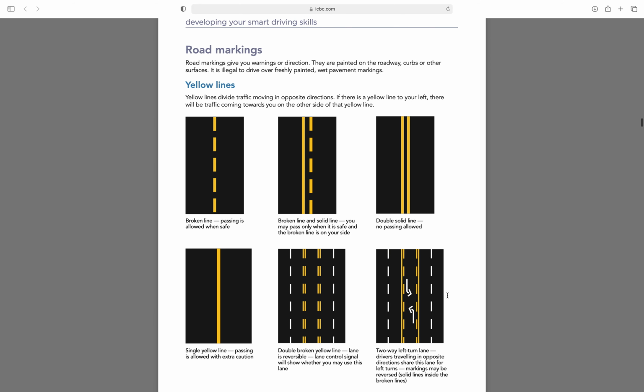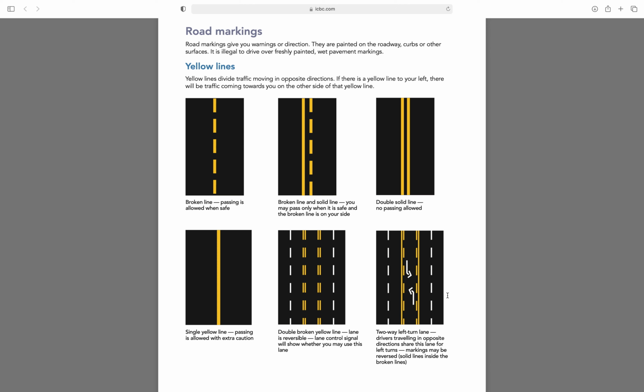Road markings. Road markings give you warnings or direction. They're painted onto the roadway, curbs, or other surfaces. It is illegal to drive over freshly painted or wet pavement markings. This is just because it makes a mess of the road, and city workers have to come back and clean up that mess, and it can be confusing.